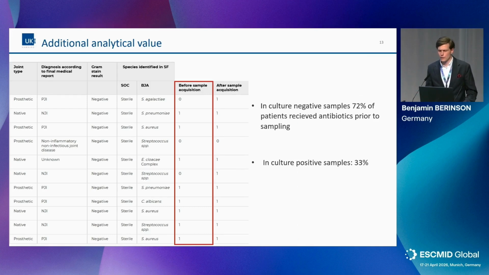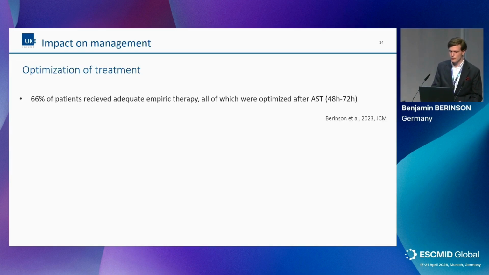And we could also see that in culture negative samples, 72% of patients received antibiotics prior to sampling, whereas in culture positive samples, this was only 33% the case. So, as one might have expected, if you apply antibiotics previously, then it hinders the identification via culture.